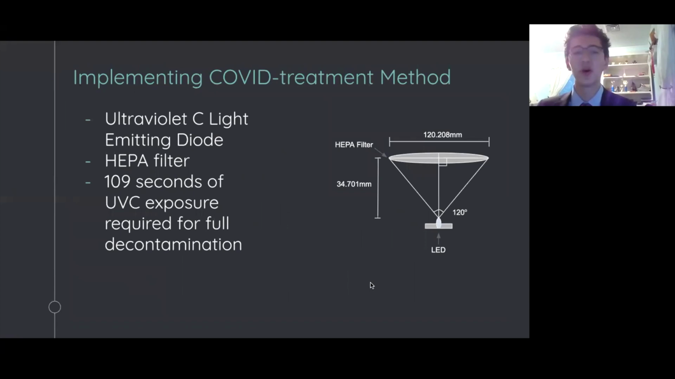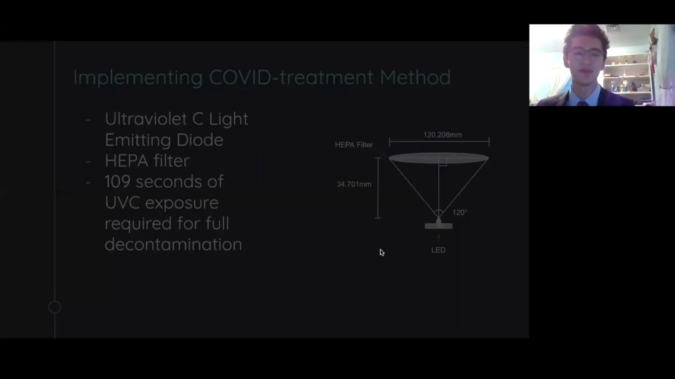We will be using a 1 watt LED with a 120-degree viewing angle and a 265 nanometer wavelength, which is near the optimal antiviral wavelength. These LEDs are widespread and commercially available in bulk from a variety of suppliers. It will be shining on a HEPA filter, shown in this cross-sectional diagram. This HEPA filter is also widely available from many suppliers.